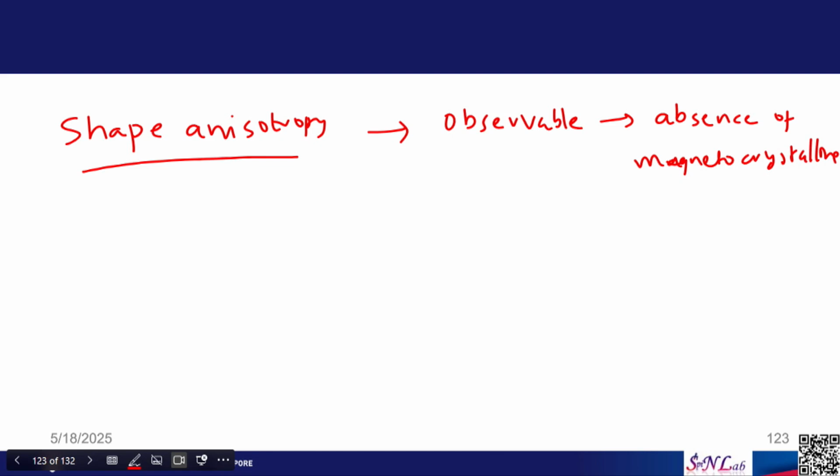Okay, when all the other anisotropy forms are very low, then we will be able to observe shape anisotropy. Shape anisotropy determines that, let us say you magnetize a material along a certain direction, the north pole and south pole must be far away. So, for an object like this, the direction is along this direction, this is hard.